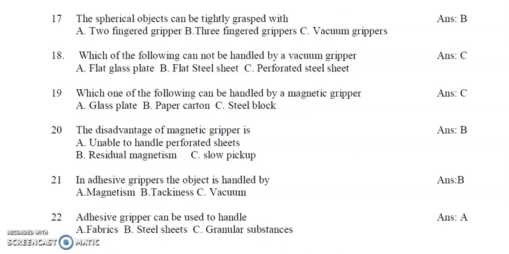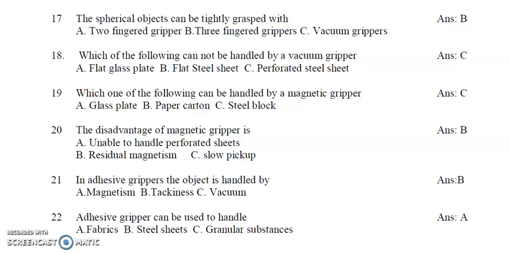Question number 17. The spherical objects can be tightly grasped with A. two-fingered gripper, B. three-fingered grippers, C. vacuum grippers. The answer is B, three-fingered grippers. Spherical objects cannot be handled well by two-fingered grippers, so we require one more finger. Three-fingered grippers are more suitable for handling spherical objects. So the answer is B.